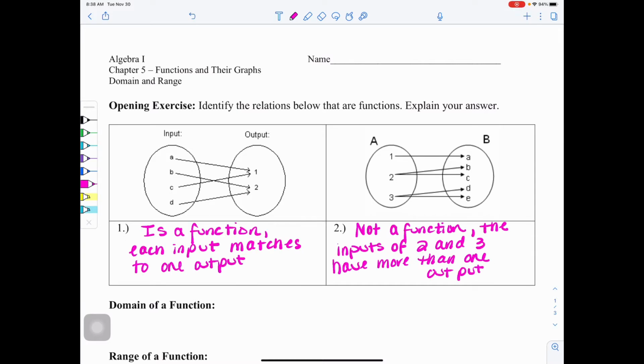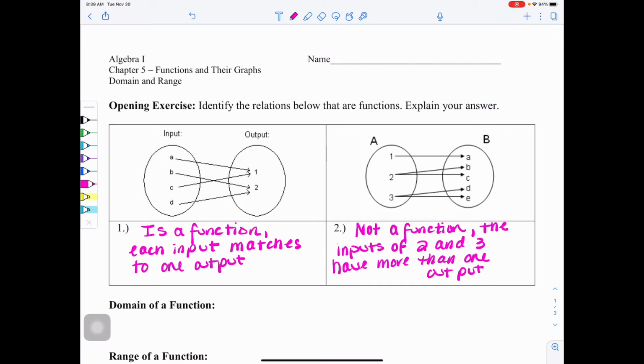Okay, now that you've had a chance to try the opening exercise, let's go over the answers. You were supposed to identify the relations below that are functions and explain your answer. So in number 1, this is a function. Each input matches to one output. I can see in the left-hand side circle, the input circle, there's only one arrow coming from each element in the input. It does not matter that A and C are both going to the number 1. That's not a problem. We're only concerned with each input having one output. So number 1 is a function.